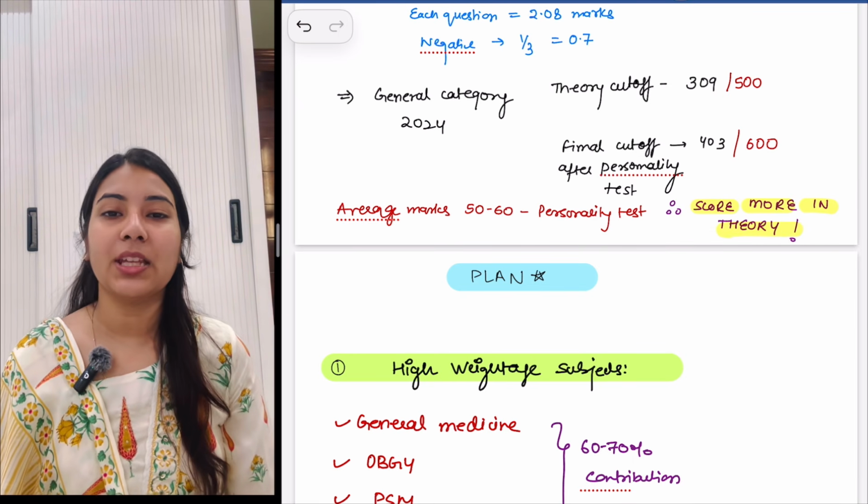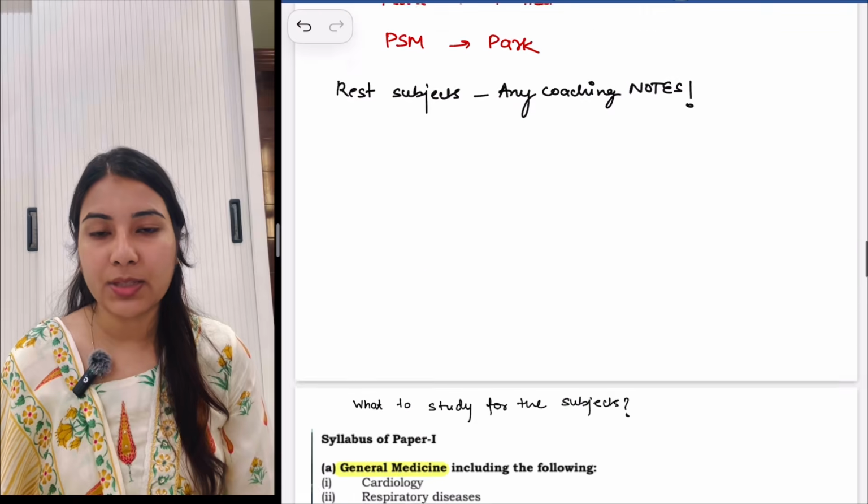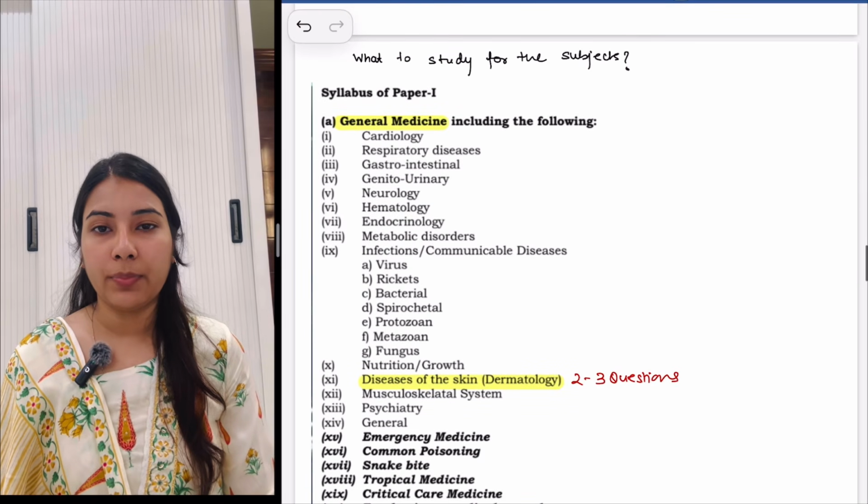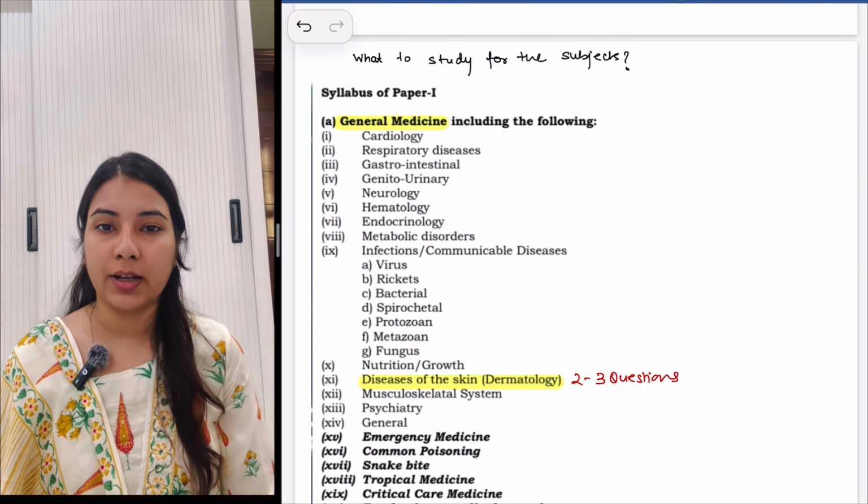Syllabus of examination. On your screen you will see the syllabus published by UPSC. Now in paper 1, medicine and pediatrics come.